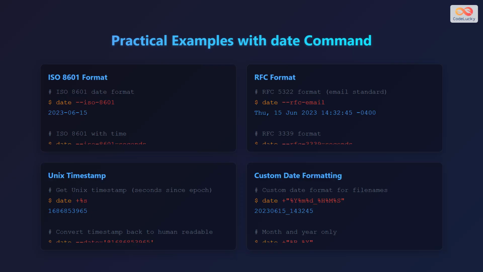Now, to get the Unix timestamp, which is the number of seconds since the epoch, use the command date +%s.